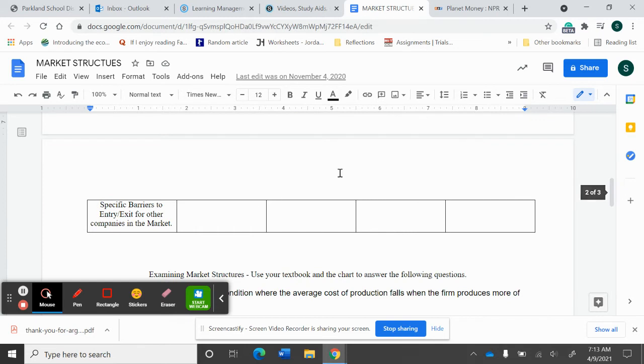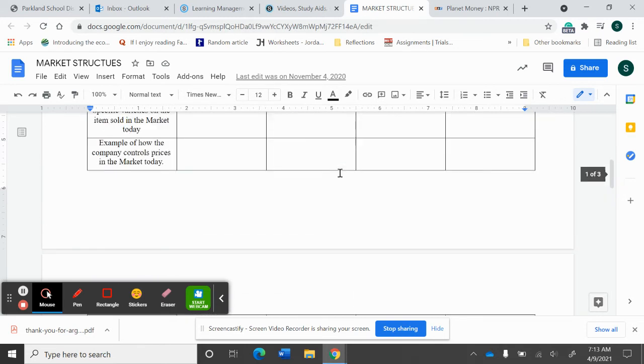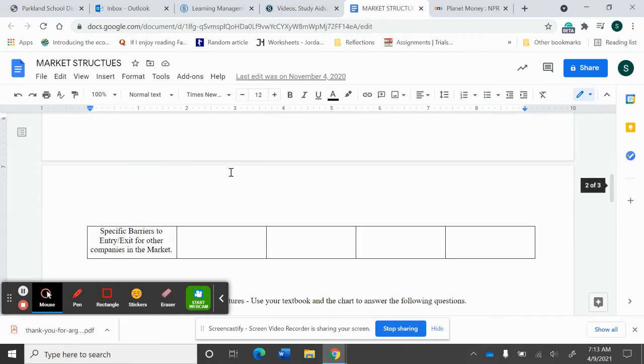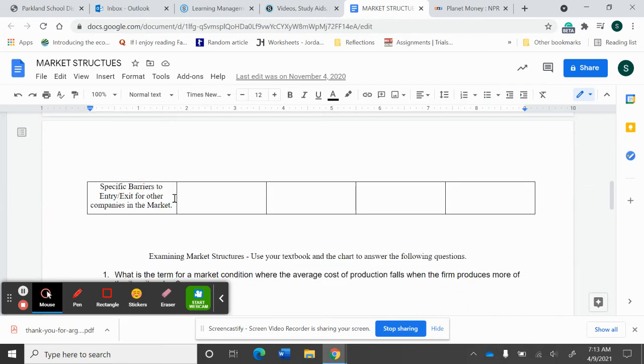Again, there's a nice chart in your book. I know most of you don't have your books. That's why I'm going over all this stuff. Maybe I'll have to look for a link too to help you out with this. I'll have to find a chart somewhere. And then specific barriers to entry and exit for other companies in the market. What are the hoops you have to jump through to get into that market?